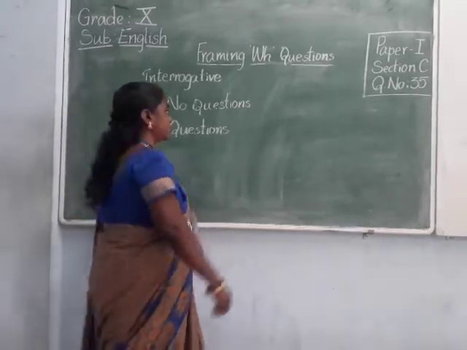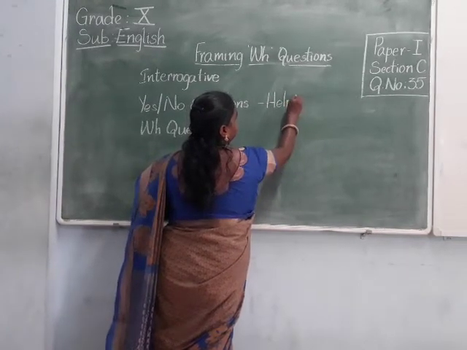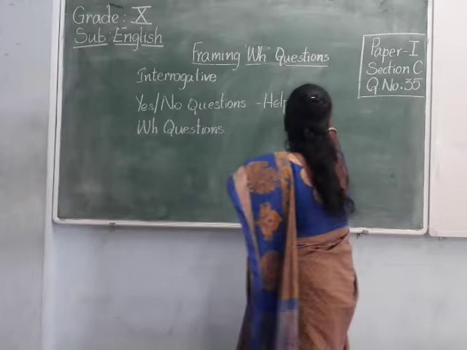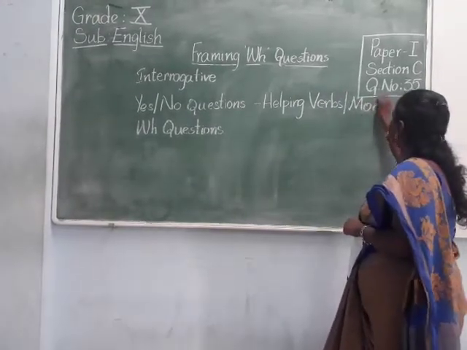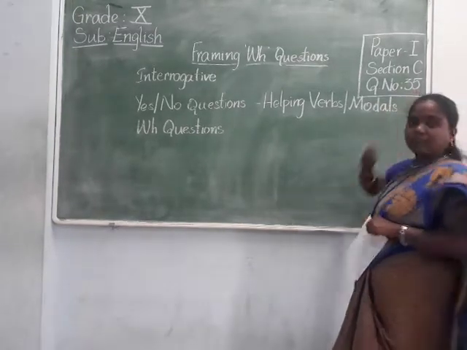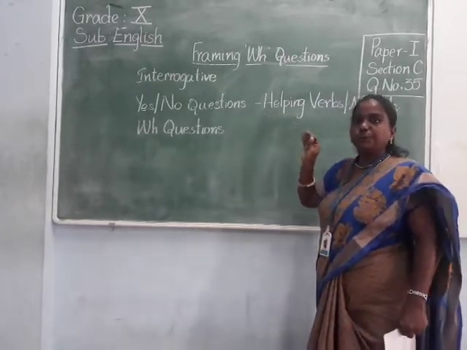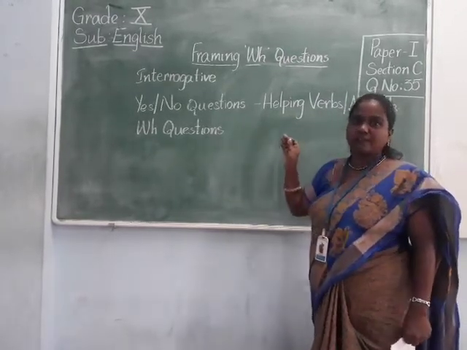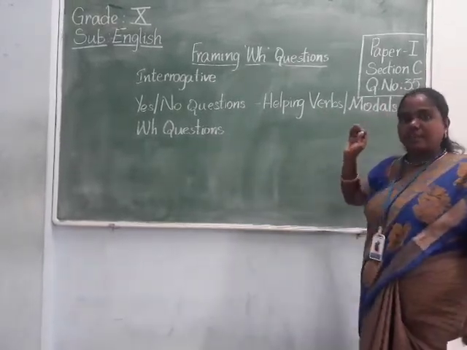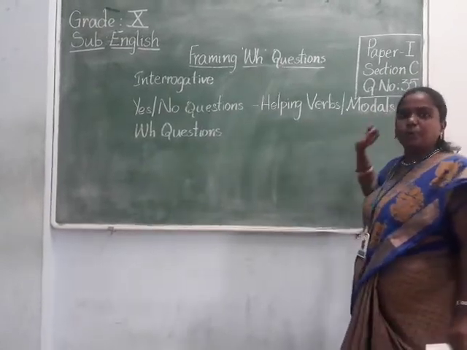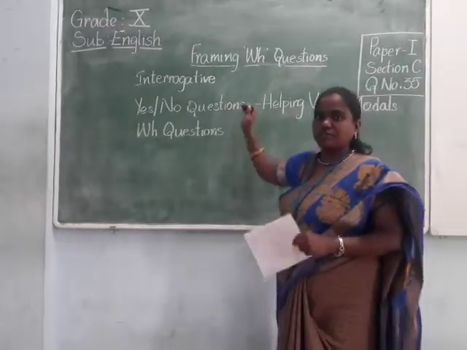These yes or no questions begin with helping verbs or modal verbs. For example, is, am, are, was, were, do, does, did, has, have, had, they all come under helping verbs. Will, shall, can, may, they all come under modals. So those are used to frame these yes or no questions.